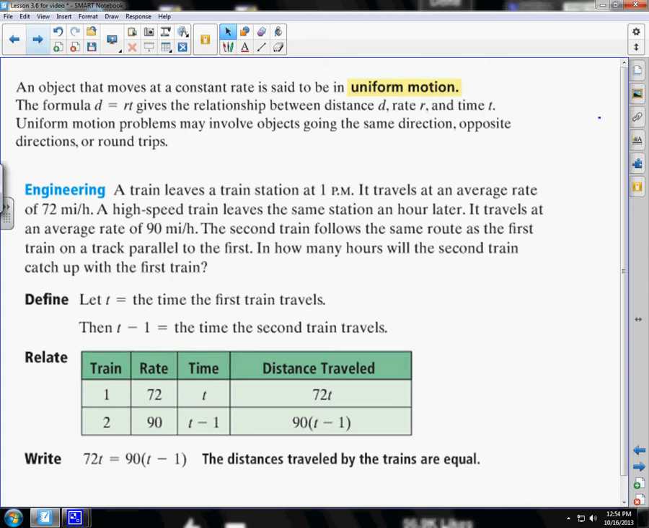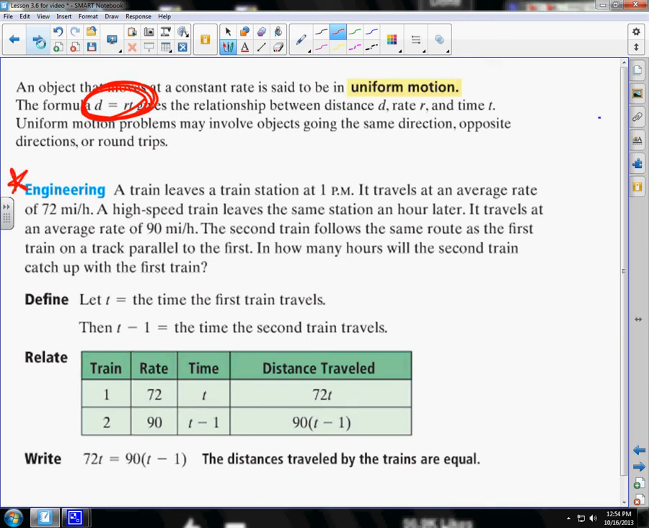All right, another thing that you're going to learn is uniform motion. An object that moves at a constant rate is said to be in uniform motion. So like a train, a car, a plane, those type of things that you're constantly moving at the same rate. The formula D equals RT gives the relationship between distance, rate, and time. We use this quite a bit. Uniform motion problems may involve objects going the same direction, opposite directions, or round trips. So I'm sure you've all heard of these type of problems.